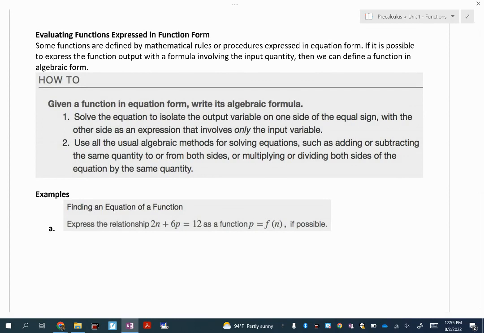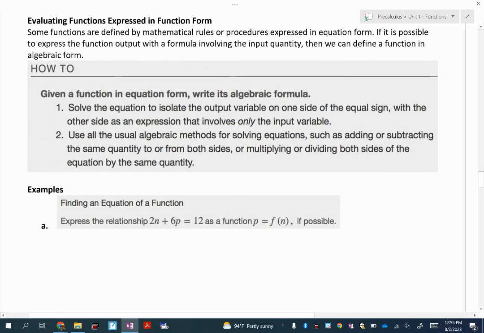Now, on this one, when we're talking about evaluating functions expressed in function form, we're going to do this a couple different ways. We've already done it algebraically. We'll show you using tables. We'll also do some graphs. But ultimately, I'm not that concerned because you've been doing it for a long time. In terms of these next few questions, they might seem a little different from the ways you did it in Algebra 1. That's okay. They're going to give us a function that's written in equation form, and we want to write it in its algebraic form.